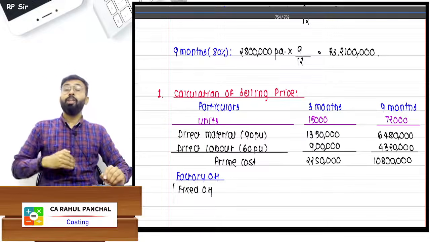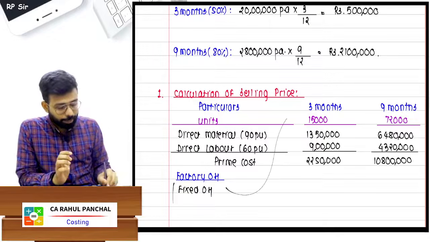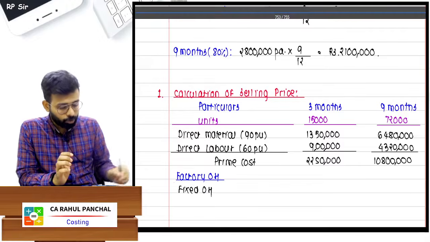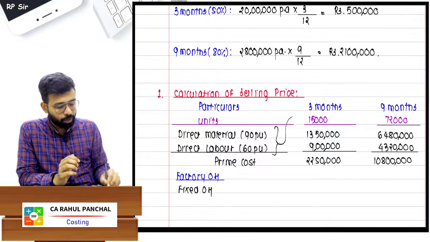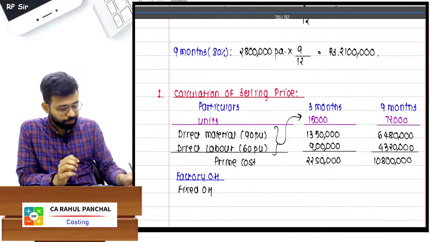That is a fixed cost. Fixed cost is also known as period cost. It is incurred based on period, and variable cost is also known as product cost. It is always incurred based on product. Variable cost is incurred on product, and fixed cost is always incurred on period.